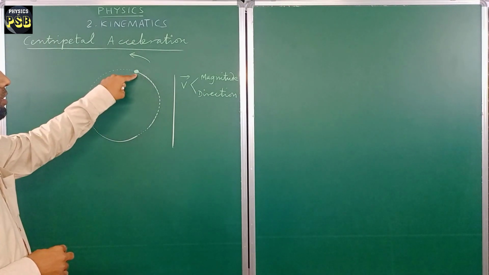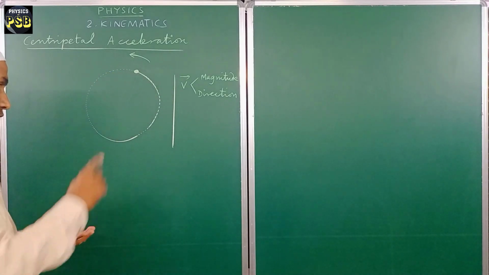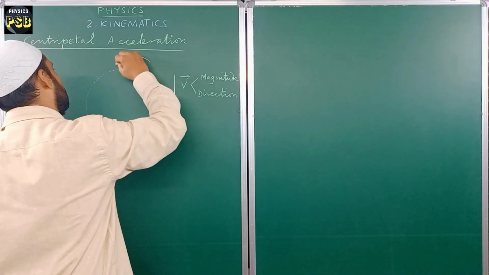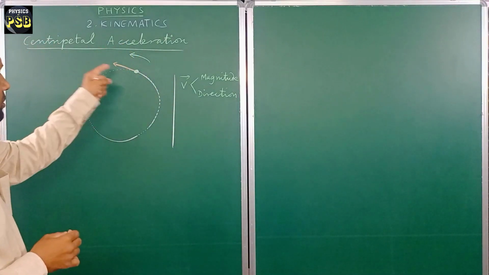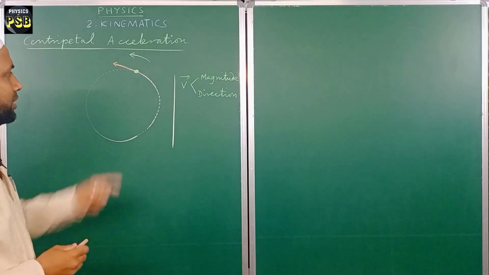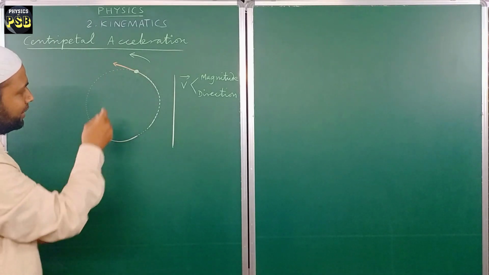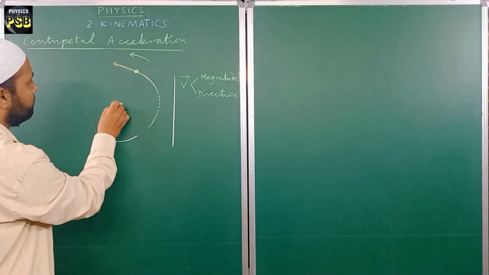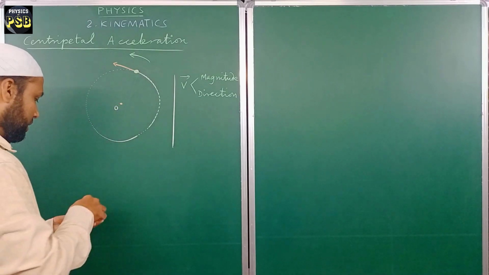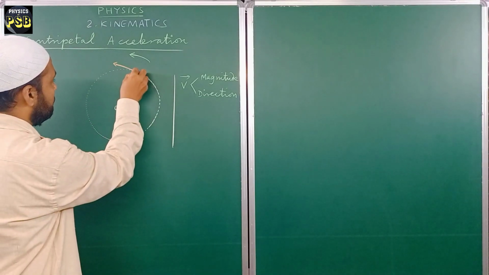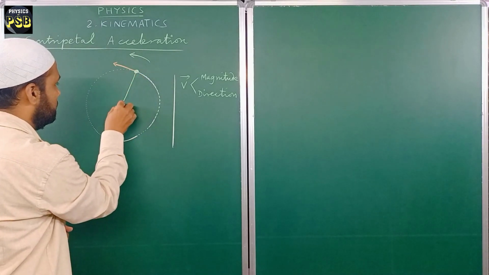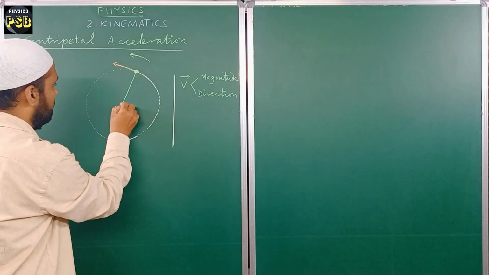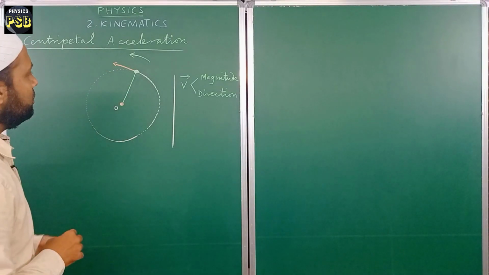If the object is present here, the direction of velocity can be obtained with the help of a tangent. So this is a tangent. Tangent is the line which goes touching a circular curve. Now for better understanding, I take this point as the center of this circle. Then I connect this object to this center.